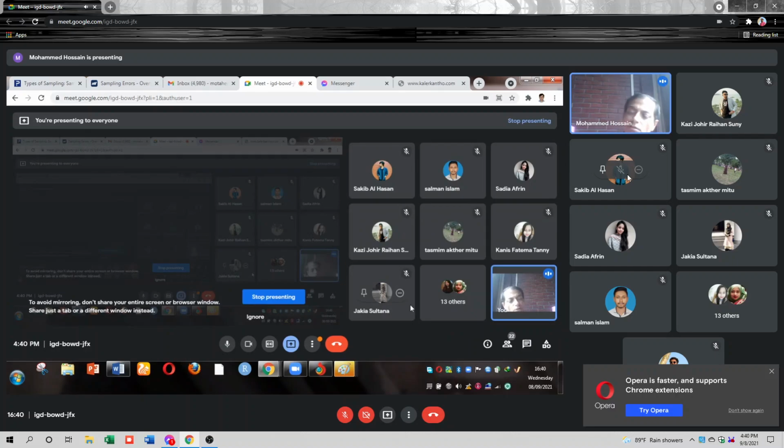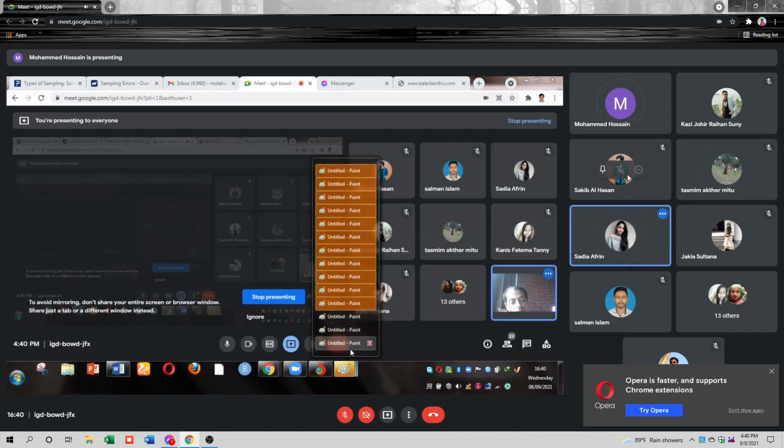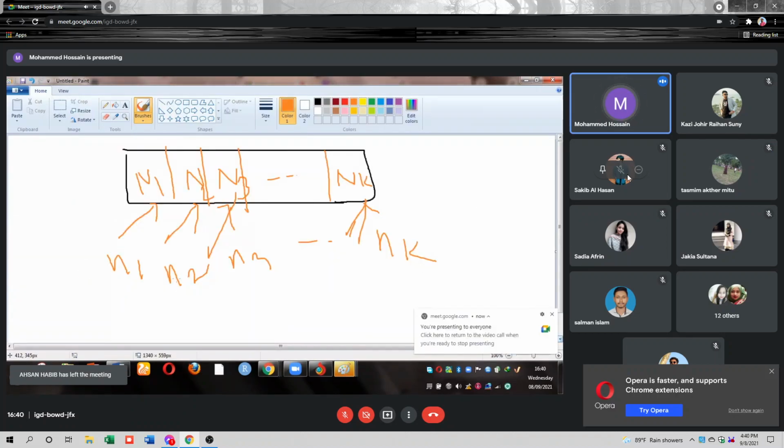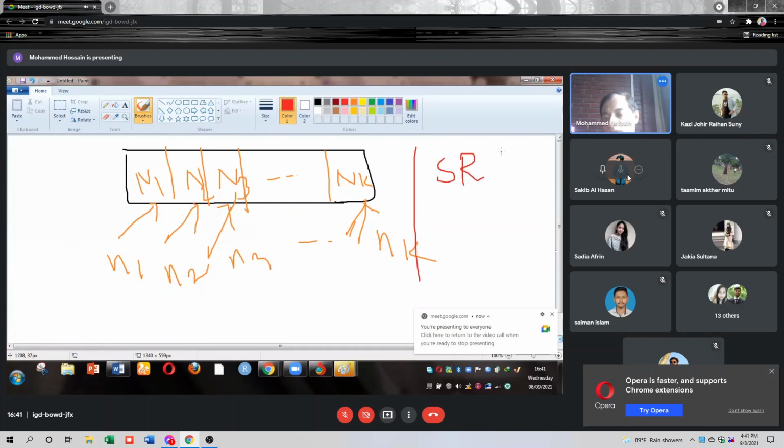So then what do you have to do? Very simple. You have to draw a sample from each stratum or each subgroup, say N1, N2, N3 up to Nk. So the question is how? By using SRS. SRS means simple random sampling.